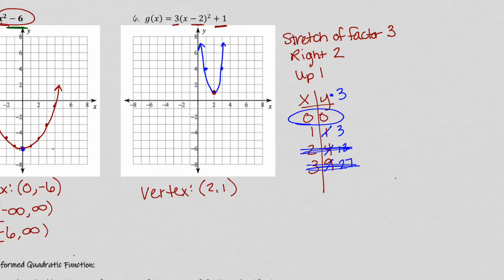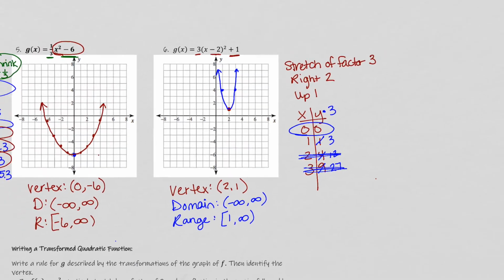All right, so my domain still has arrows on the ends going left and right, so it's all real numbers, -infinity to infinity. The range has a bottom to it, and that bottom is when y is 1, but it goes up forever, so it goes to infinity. So y is greater than or equal to 1.